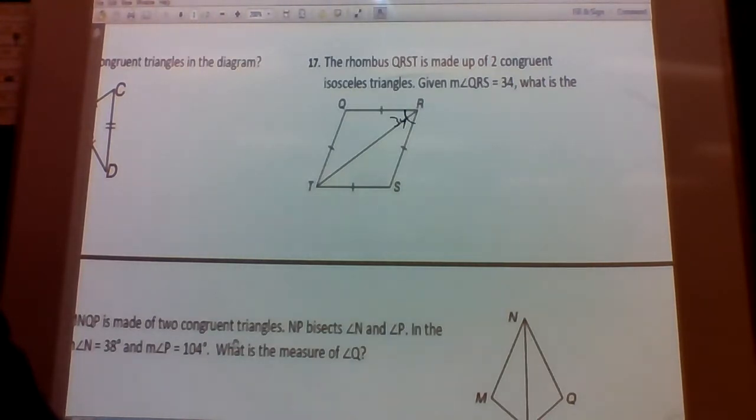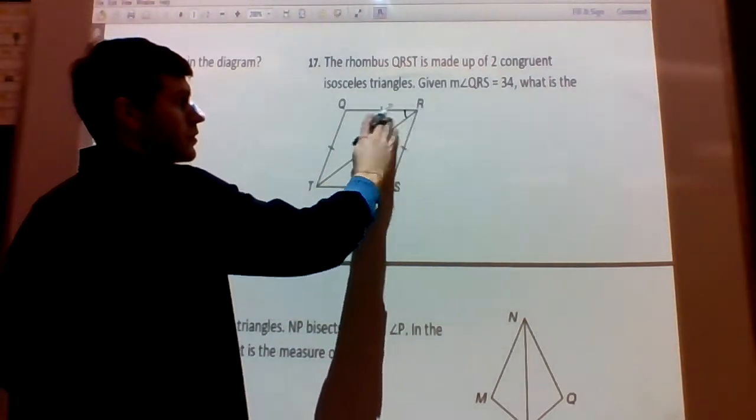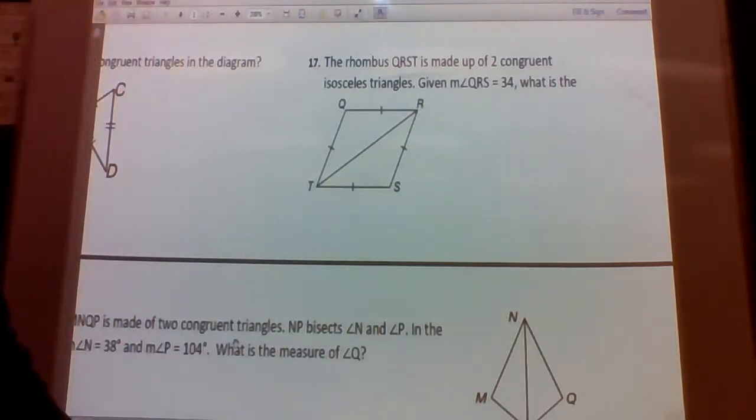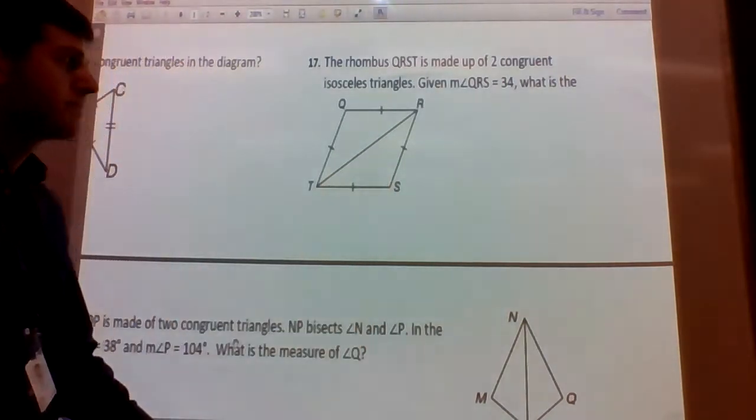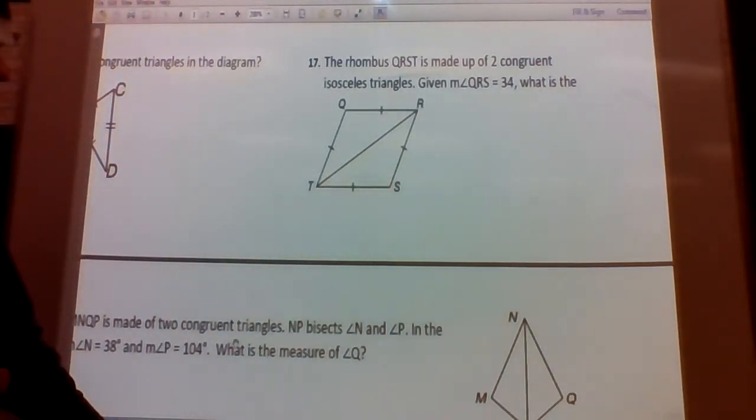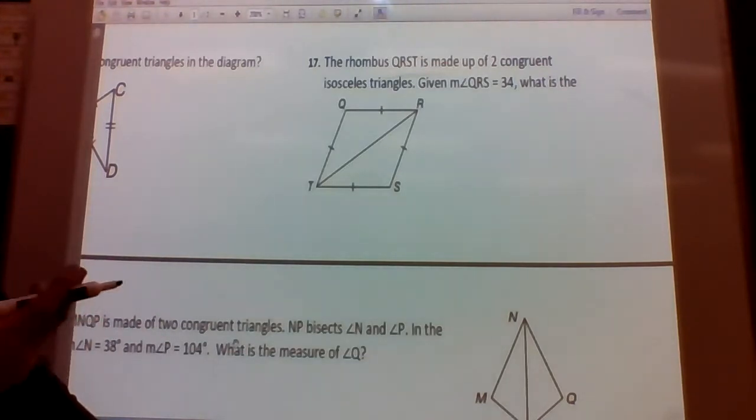What is the measure of angle S, we could say? What's the measure of angle S? So we have 2 congruent triangles, right? It's telling us these triangles are congruent. So if the triangles are congruent, first off, let's show which 2 triangles are congruent, and then we can proceed from there.